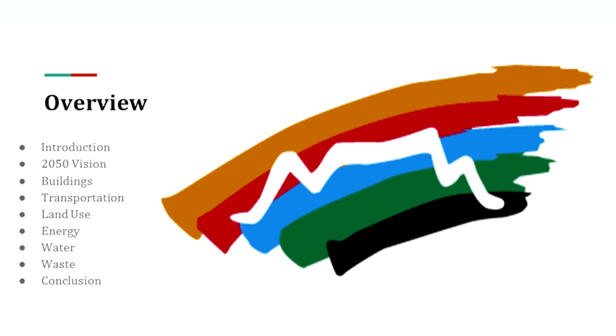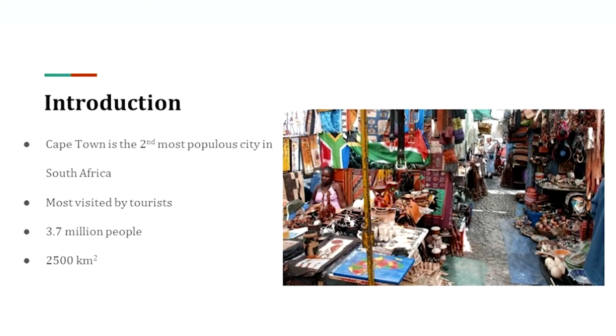Cape Town is located in South Africa on the northern cape of the peninsula. It has a mild climate. It's the most visited city in Africa because it also acts as a hub for IT and manufacturing companies. It has a population of 3.7 million people.